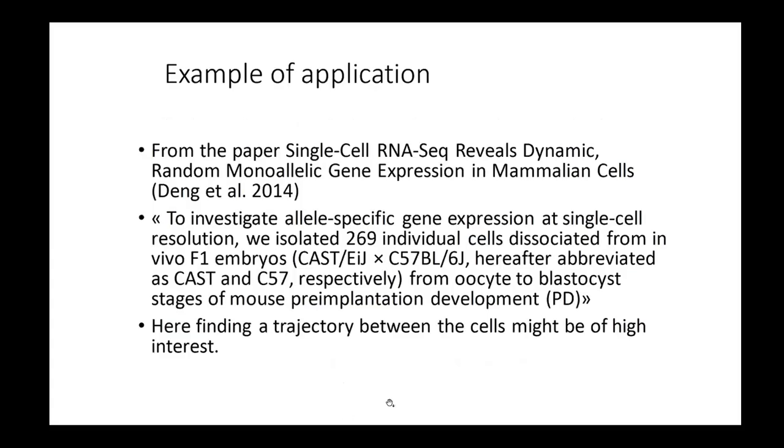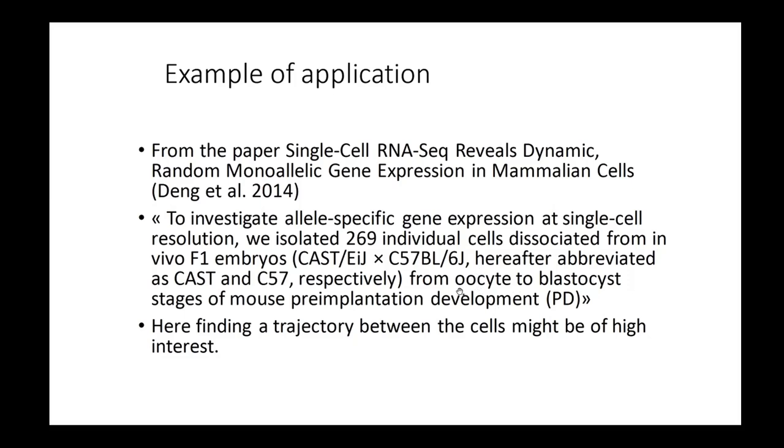So there is an example of application that I would like to go through with you, such that you can see actually how the trajectory method functions. And here you can see it is from a paper called Single-cell RNA-seq Reveals Dynamic Random Monoallelic Gene Expression in Mammalian Cells. But just for you to know that they have sequenced cells at different stages of development. So you either are from oocyte to blastocyte.